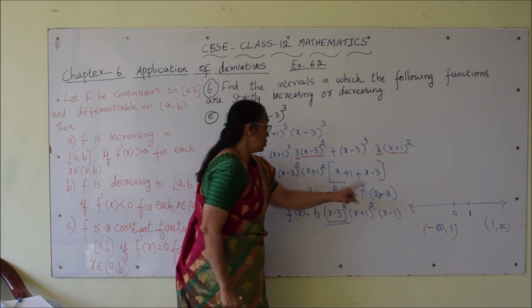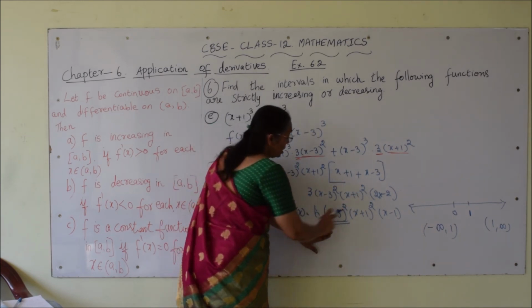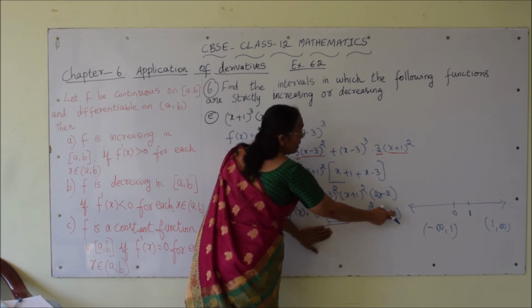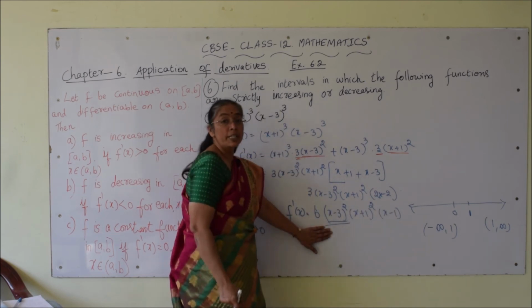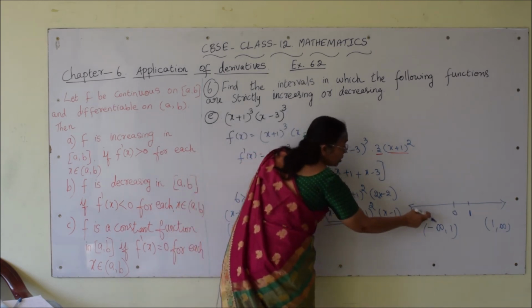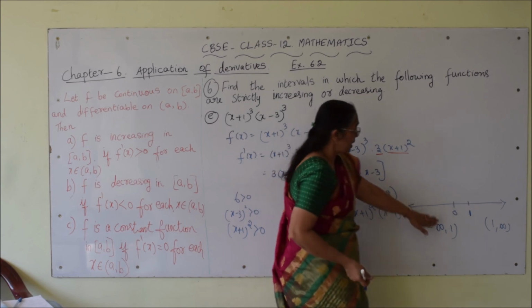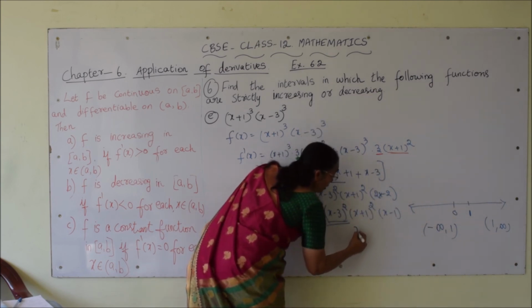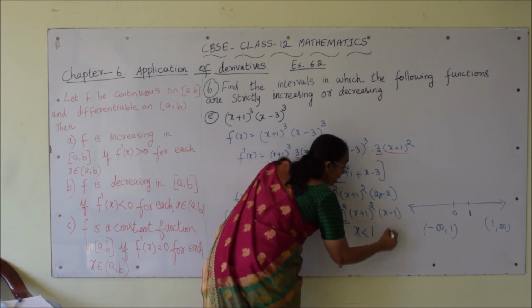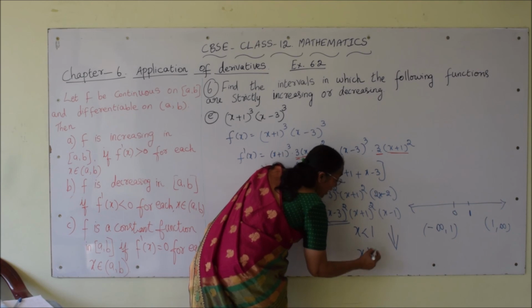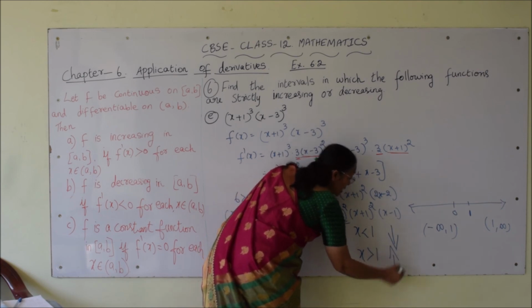So, when we substitute 0 in this, we can see this term is positive, 6 is also positive, and 0 minus 1 is minus 1. So, it is negative. So, f dash of x is less than 0 for the interval minus infinity to 1. So, for all values of x less than 1 the function is decreasing, and for all values of x greater than 1 the function is increasing.